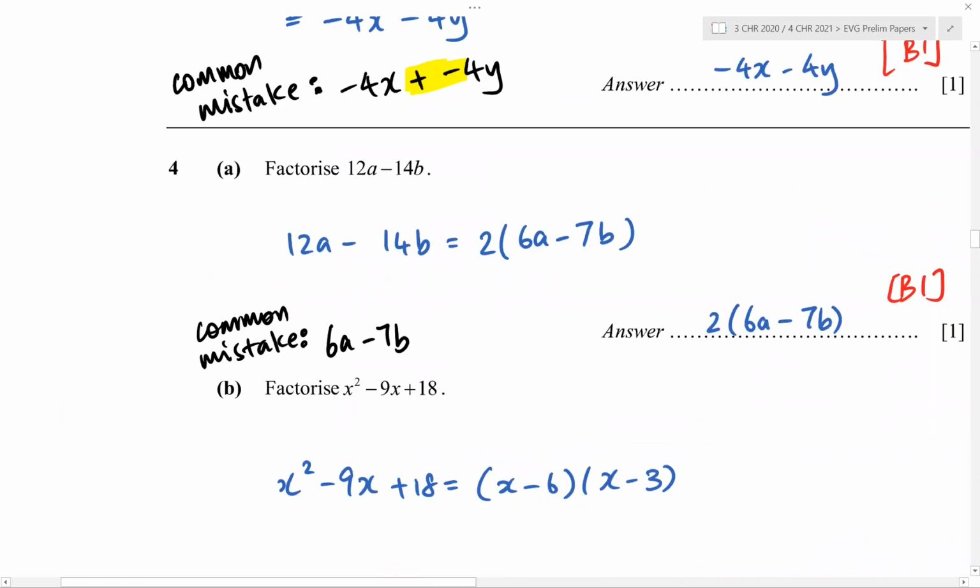Okay, 1 mark again, 2 times of 6A minus 7B. The common mistake is just 6A minus 7B. Then the 2 disappears. So that is wrong.